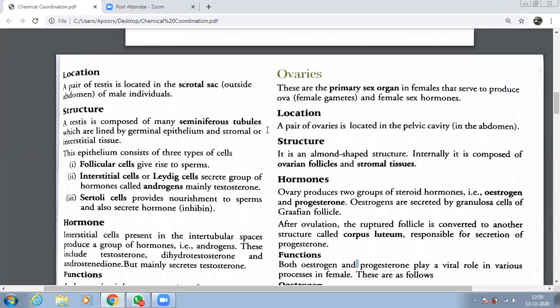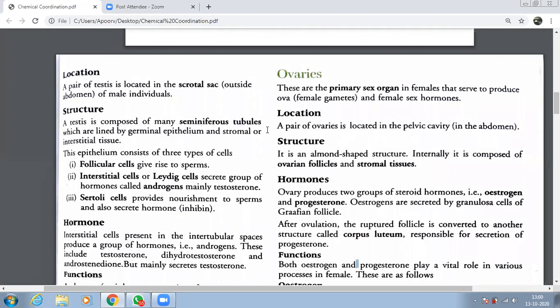Please compare, one of you. Anybody can do it. Let's compare the location. What is the difference, if at all? Estrogens are secreted by granulosa cells of Graafian follicle, while progesterone is secreted by corpus luteum, which is formed after the rupture of follicles.